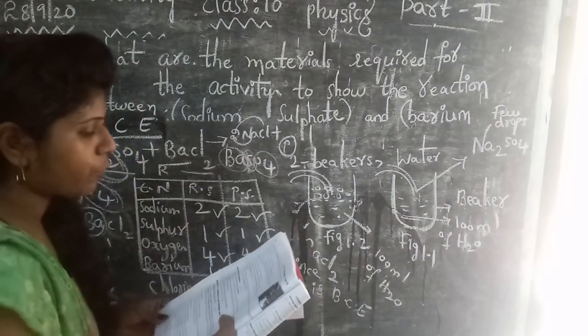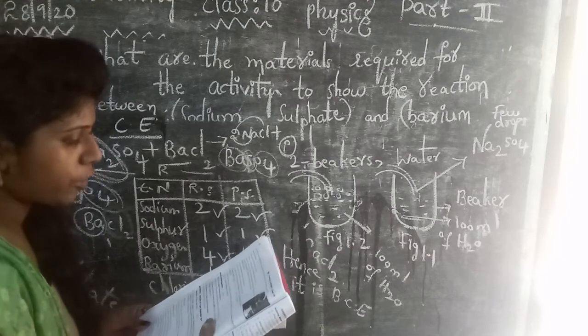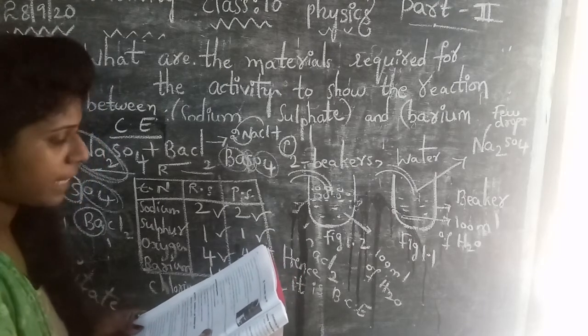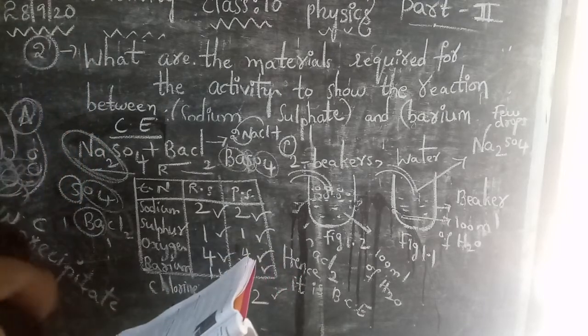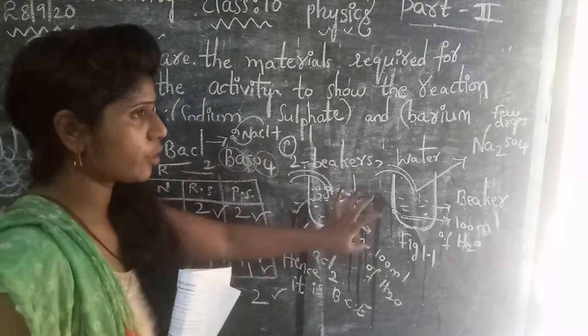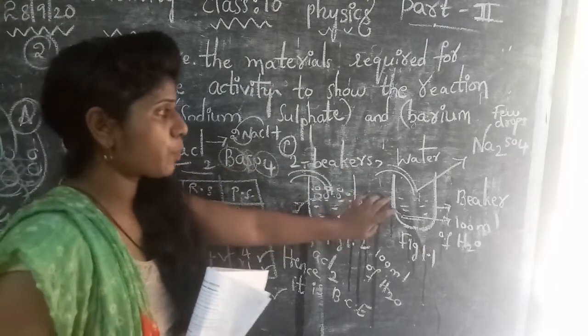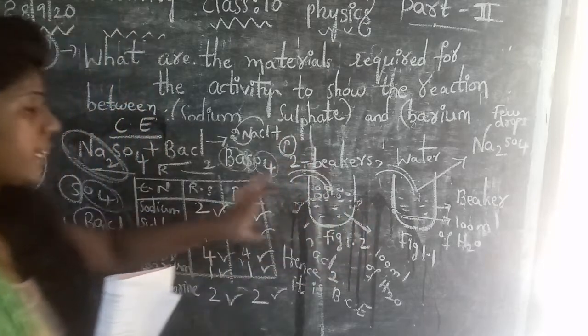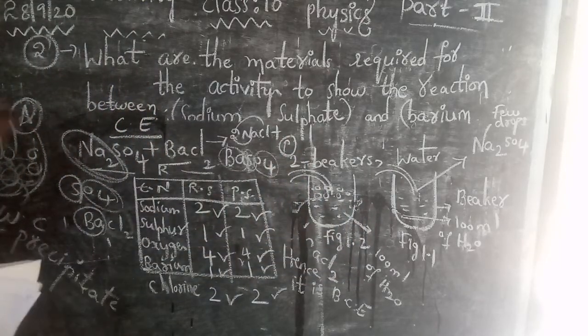Result: sodium sulfate on reaction with barium chloride produces a white precipitate of barium sulfate. This is a double displacement reaction. Here we are taking 2 different solutions, right? As they react with each other at a time, we are getting a white precipitate. That means a double displacement reaction is taking place.